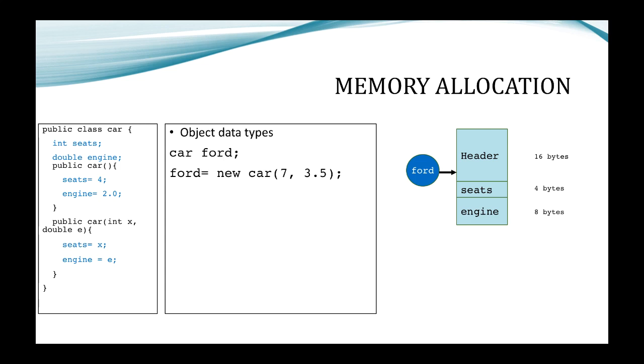Now let's see. When I say car ford, ford equals new car(7, 3.5). So what happens here is ford would be a reference of type car, which is requesting new memory from the operating system. Here, again, we're going to have the header with size 16 bytes. We have seats, which is integer type, so that will be 4 bytes. And we have engine, which is double type, which would be 8 bytes. So altogether, the size of this object would be 16 plus 4 plus 8, which is 28 bytes.